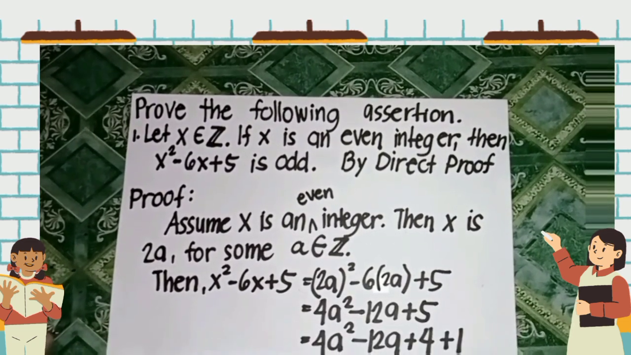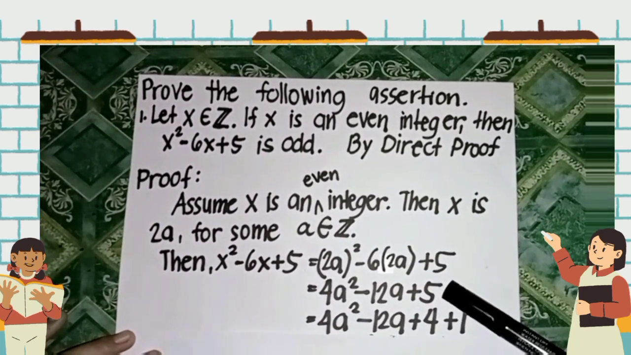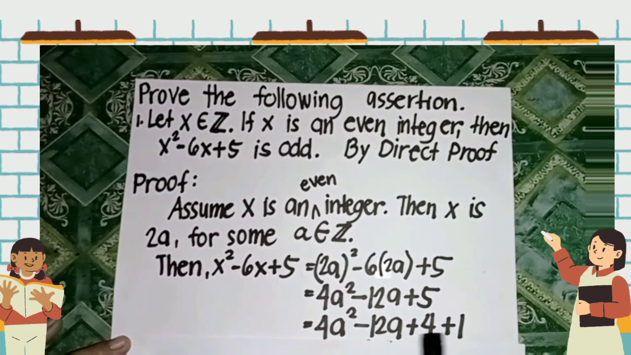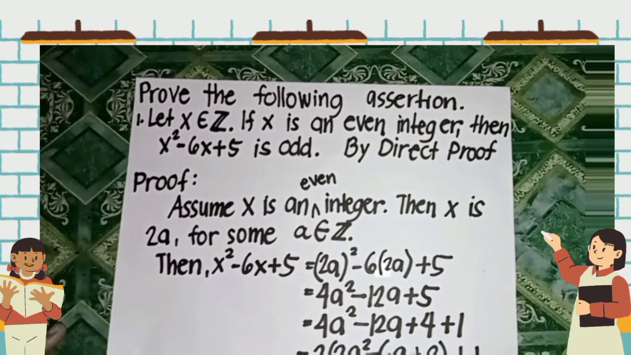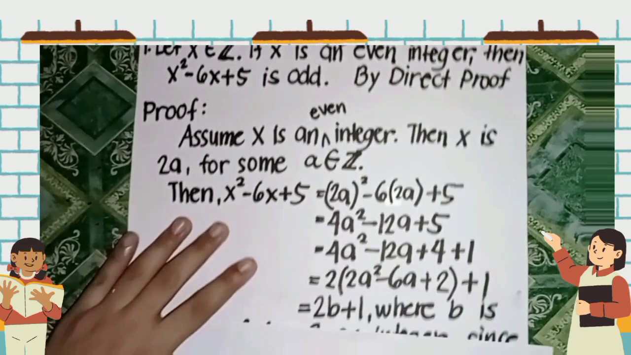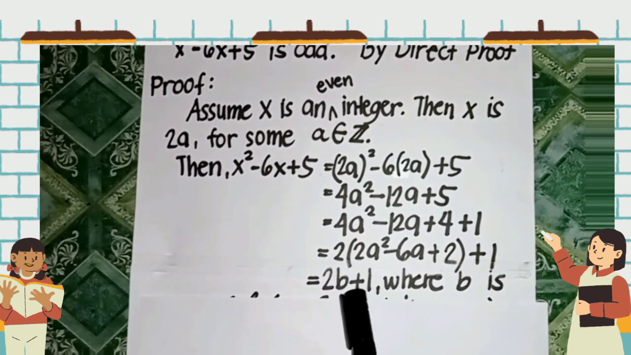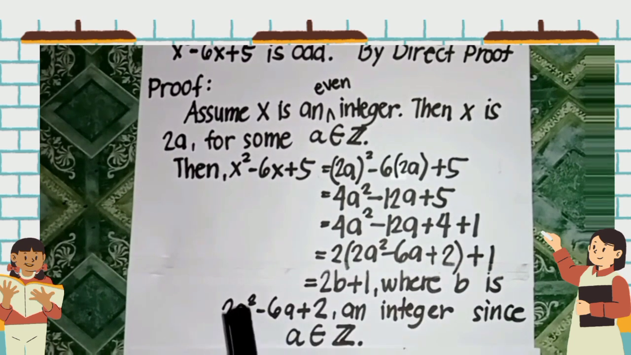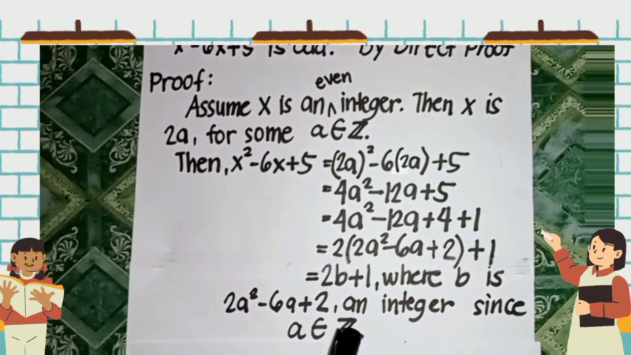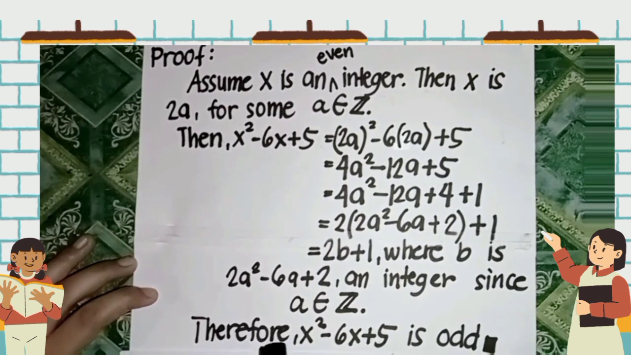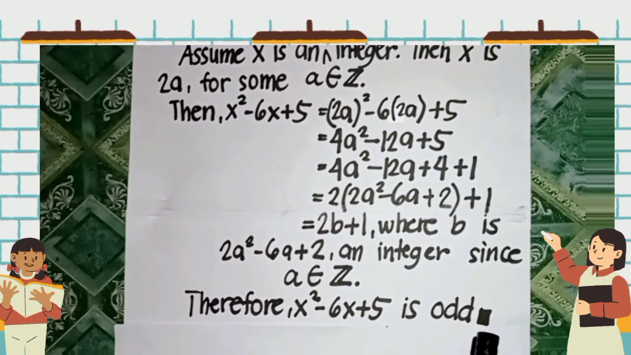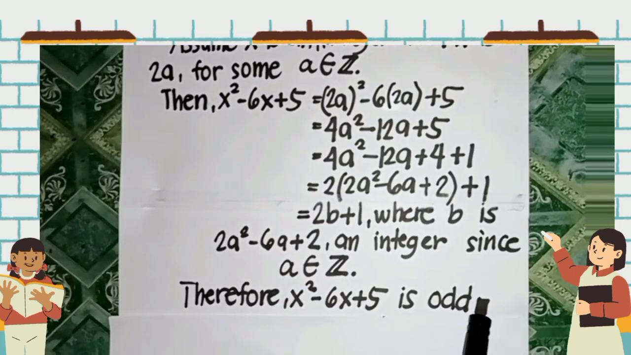And then this. We need to break down this 5 so that we can factor out the common factor by leaving the plus 1. So we remove the common factor, which is 2. So it equals 2b plus 1, where b is 2a squared minus 6a plus 2, an integer since a is an element of Z. As a conclusion, therefore, x squared minus 6x plus 5 is odd. Don't forget to put this symbol, which is called quod erat demonstrandum.